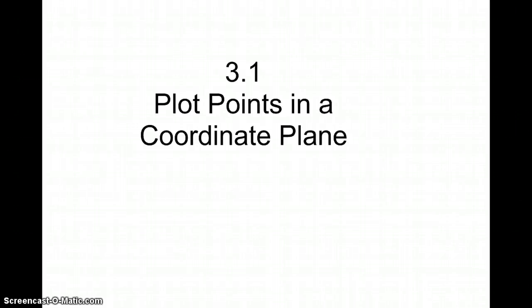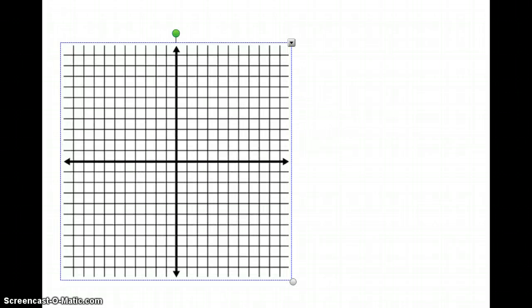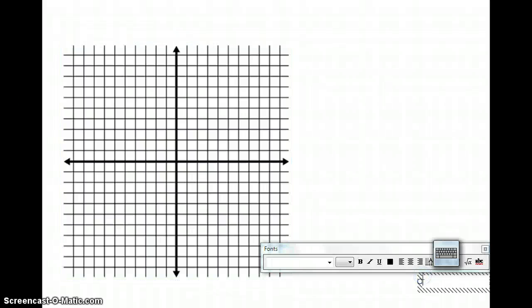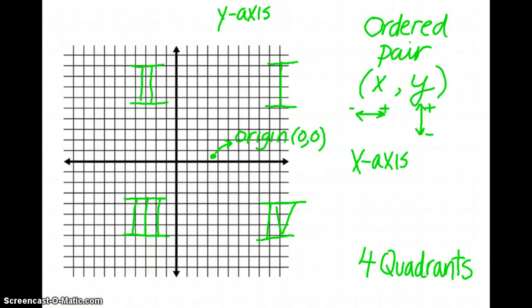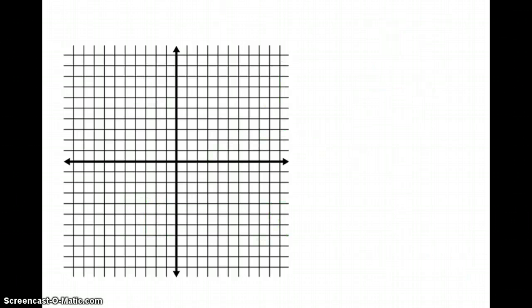Okay, so chapter 3, section 1 deals with plotting points in a coordinate plane. So here is a coordinate plane. It's formed by the intersection of two lines, a horizontal line called the x-axis and a vertical line called the y-axis. These two main lines intersect at a middle point referred to as the origin.